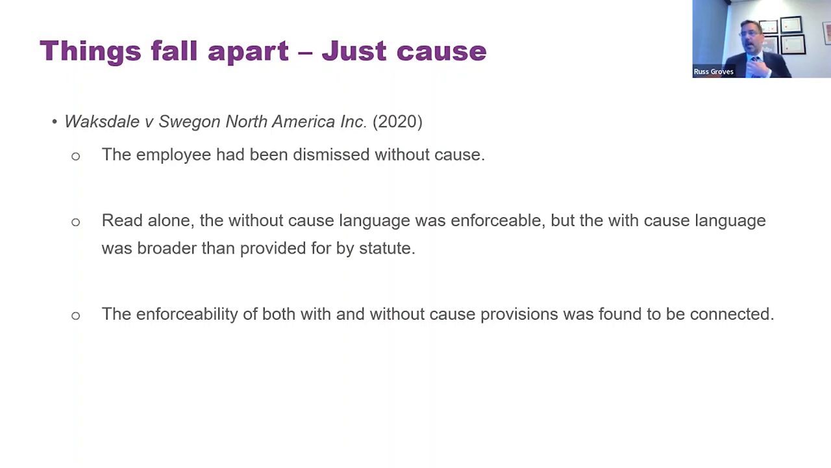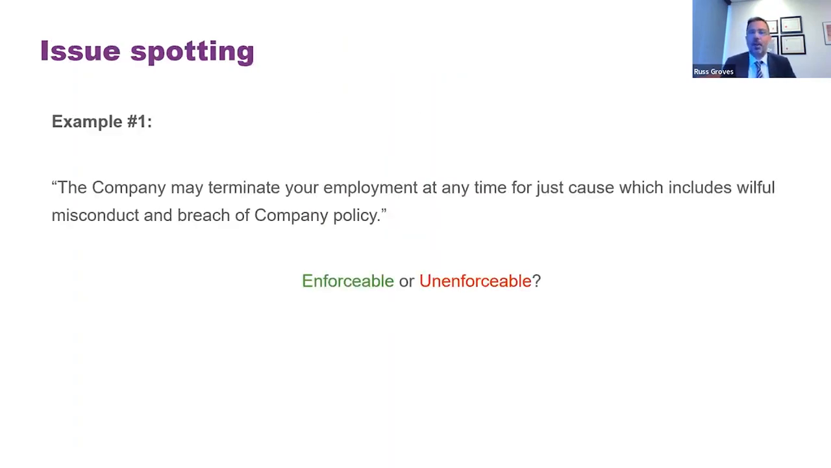So next slide. We can do some issue spotting. We don't really have a way to vote here, but it'd be kind of fun to do that. I'll give you 30 seconds, maybe each one. We'll look at an example language and you can decide if it's enforceable or unenforceable. So: the company may terminate your employment at any time for just cause, which includes willful misconduct and breach of company policy. So what do people think? Is this enforceable or unenforceable? And we can assume there's other language in there. I don't want to reproduce a half page in terms of the other without cause provisions.